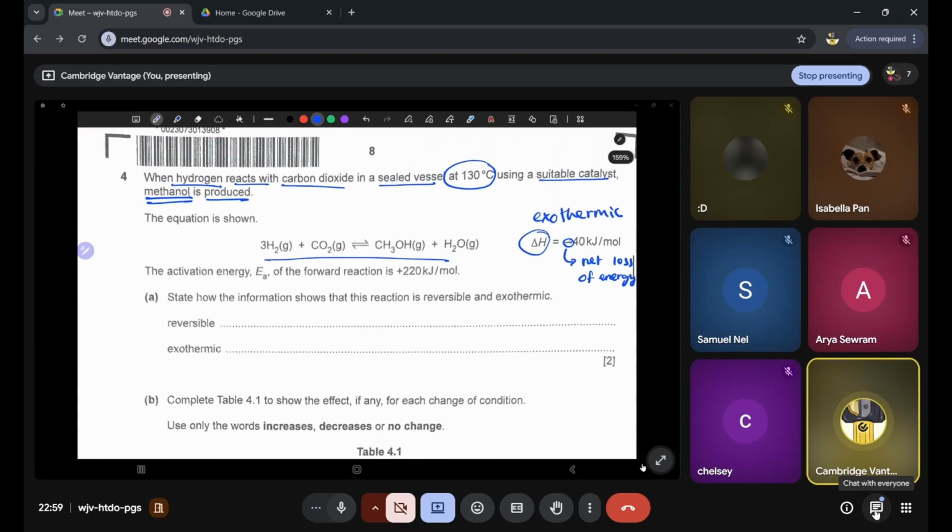Okay, so let's see. State how the information shows that this reaction is reversible and exothermic. Before answering reversible, let's answer exothermic since we are already discussing. We can just say that the enthalpy change is negative. That will suffice. You could write del H is negative. I would prefer if you write the full form, just to be on the safe side. All right, but how do we know that this is a reversible reaction? Or what would you write for this answer? That is the more important point.